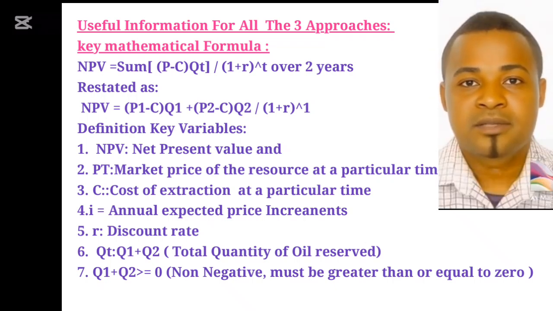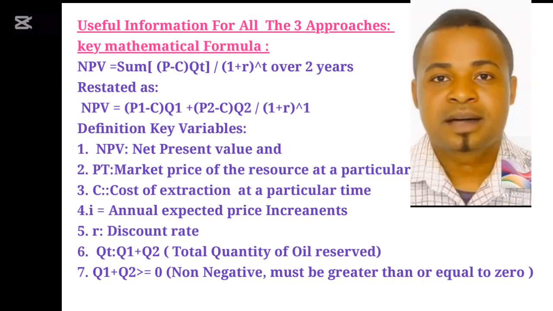2. P_t equals the market price of the resource at a particular time period. C_t equals the cost of extraction at a particular time. Q_t equals the quantity extracted at a particular time. i equals the annual expected price increment. r equals the discount rate. t equals the nth year considered. T equals the total number of defined years.